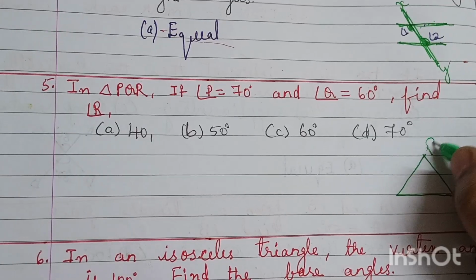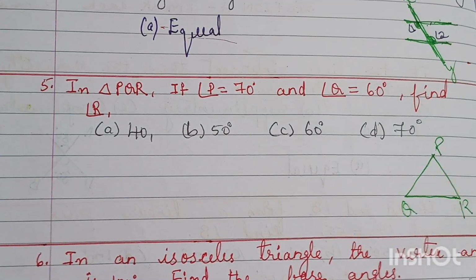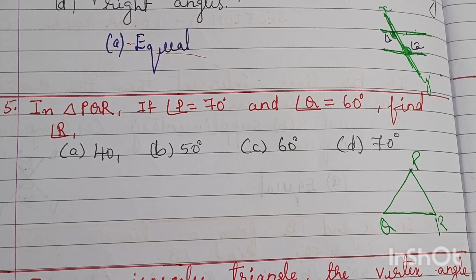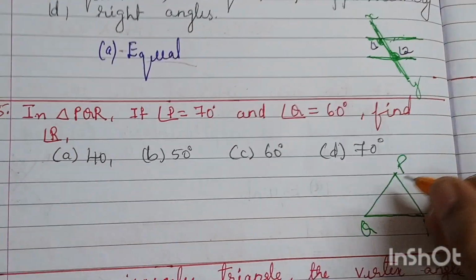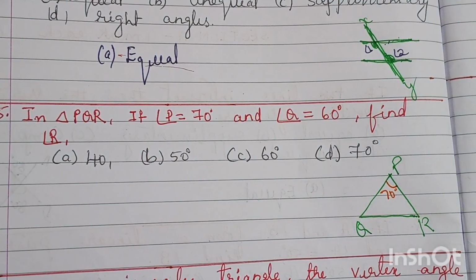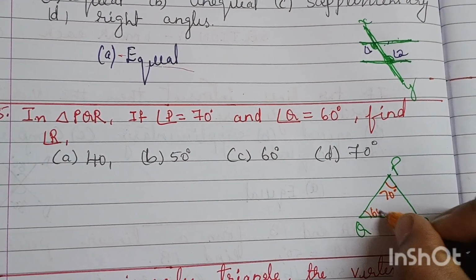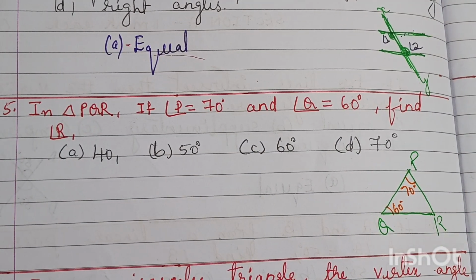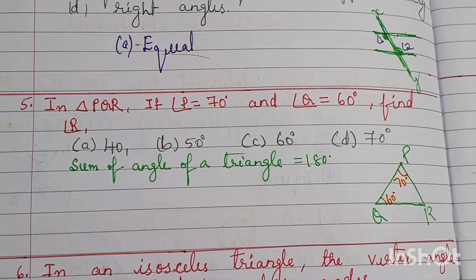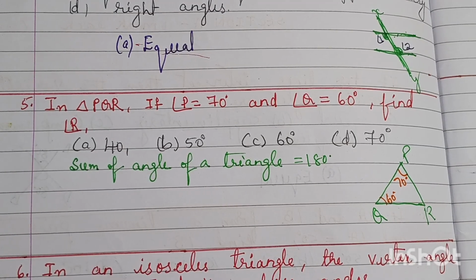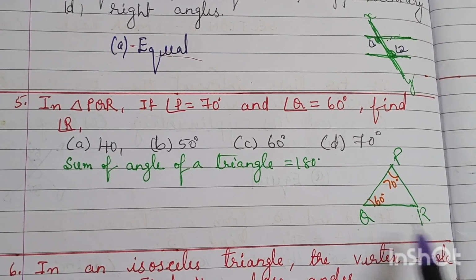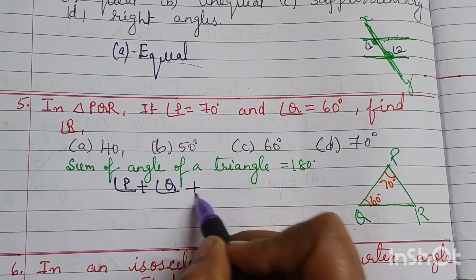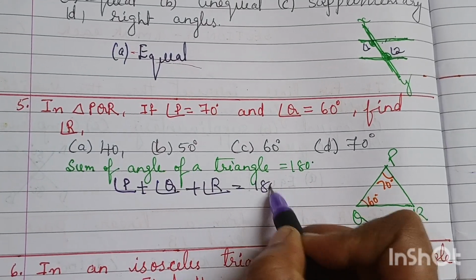So here I'll give the name PQR. Now in PQR, P is 70 degree, Q is 60 degree, and R is angle R. We know that the sum of angles of a triangle is equal to 180 degree. So I'll write here angle P plus angle Q plus angle R is equal to 180 degree.